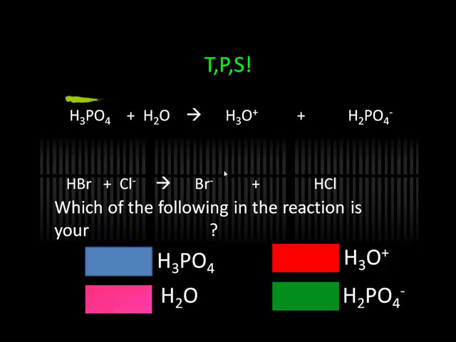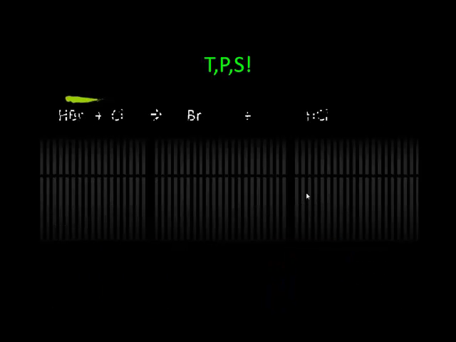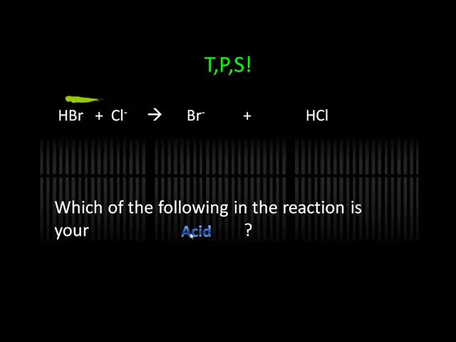Let's try another reaction. So if you could write this one down. HBr plus Cl minus reacts to form Br minus plus HCl. So which of the following in this reaction is your acid? This one's a little easier.